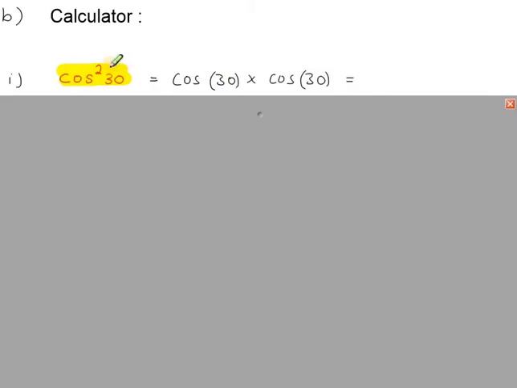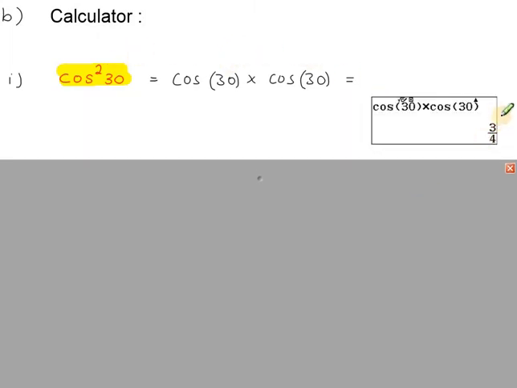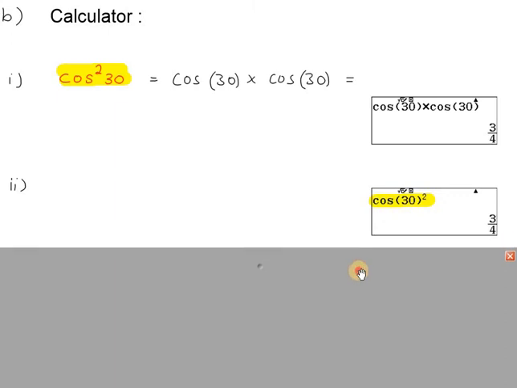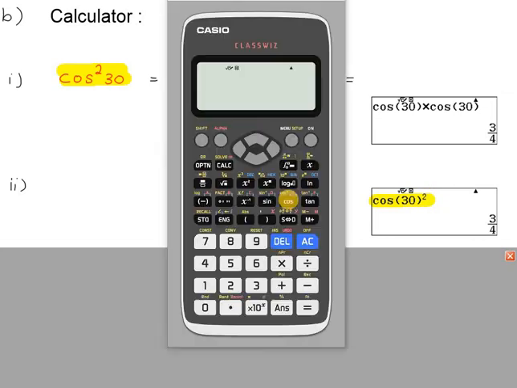We cannot enter cos squared 30 exactly as it looks here on a calculator. Now this is the same as cos 30 times cos 30, which gives 3/4 on the calculator. There is an alternative, shorter way on the calculator, and it's to put the square outside the brackets. So we do cos, and the bracket automatically opens, put the angle in there, make sure you close brackets first and then put your power on the outside.